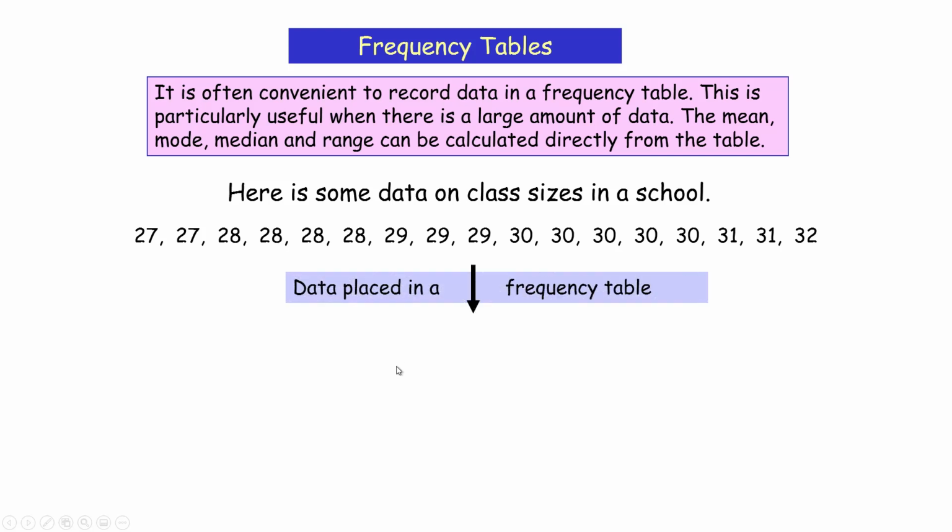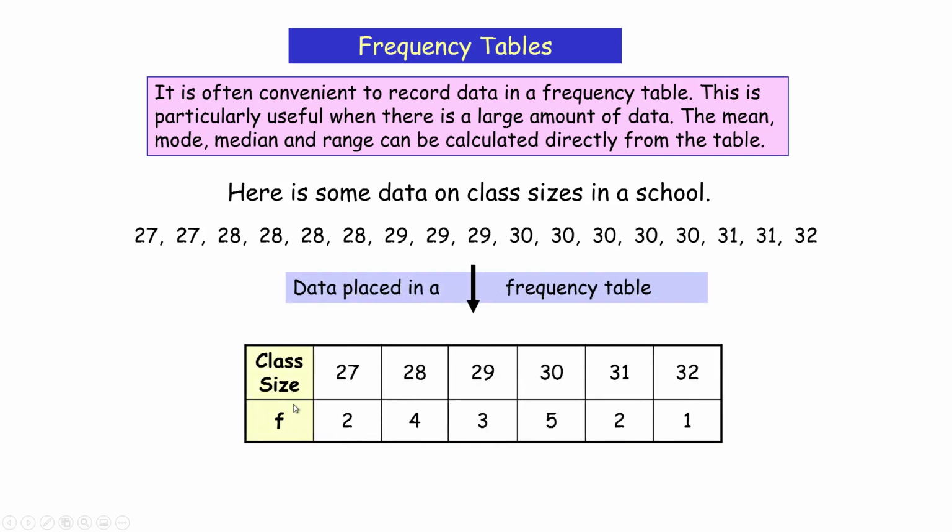If we put it in a table, however, like so, it does make it a lot easier to work with. A lot easier, a lot quicker. What we're saying here is class sizes of 27. There are 2 class sizes of 27, so our frequency is 2. 28, we've got 4 classes. 29, we've got 3 classes, and so on. 5 classes of 30, 2 of 31, and 1 of 32. So we've placed it all in a table.